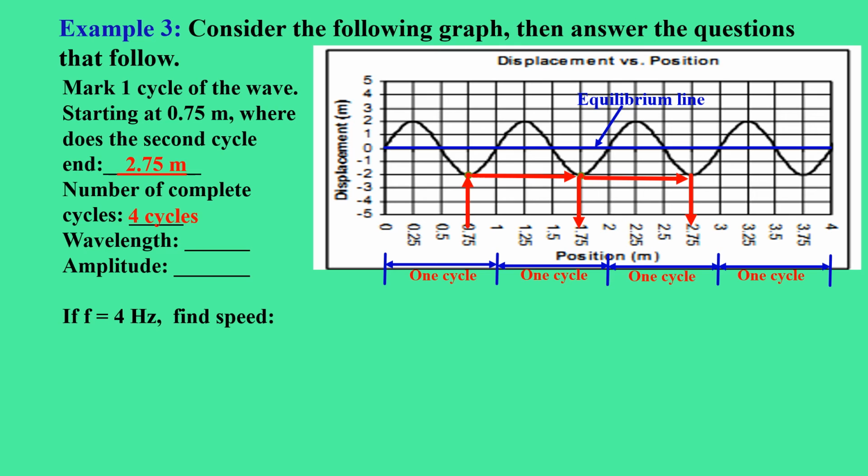Next, the wavelength. The wavelength is the length of one cycle, which is just 1 meter. Next is the amplitude. Amplitude is the highest point of the wave, which is 2 meters from the equilibrium line. If the frequency is 4 Hz, find the speed. So, from the formula V equals F lambda, substituting the values, the frequency is 4 Hz, the wavelength lambda is 1, therefore 4 times 1 is 4 meters per second.